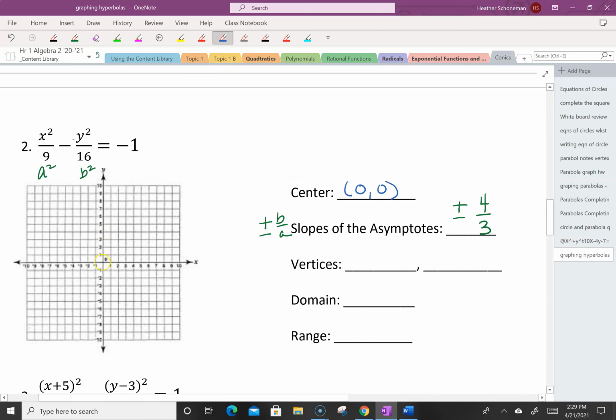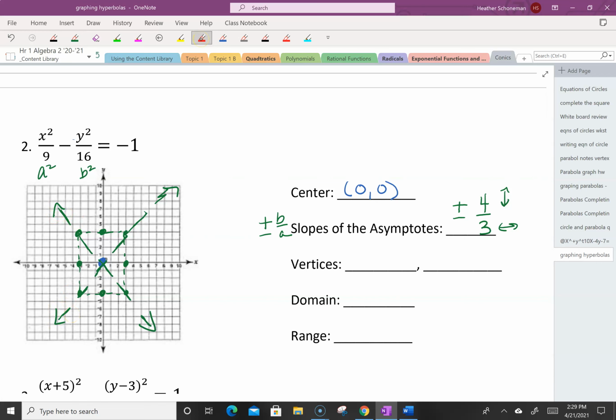So to graph it, the first thing I'm going to do is plot my center. My slope is my rise and my run, and it's up and to the right, so I'm going to go up 4 and down 4, and then right 3 and left 3, and then I'm going to use those points to create a box. Once I have my box, then I can draw in my asymptotes as dashed lines. And there are my asymptotes.